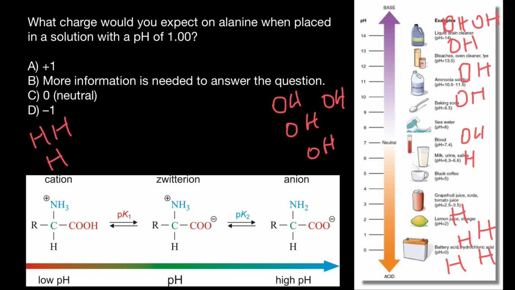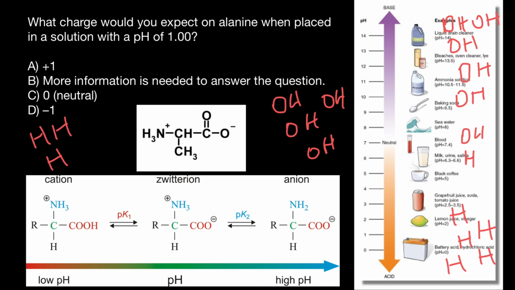Now let's read our question again. What charge would you expect on the alanine? So alanine, here is the formula of this amino acid, and we see amino group, carboxylic group, and here is going to be the R chain or R group. And we see that it is non-charged, that this is non-polar and it's not reactive. All R groups that consist of carbon and hydrogen only, we say non-polar and non-charged.